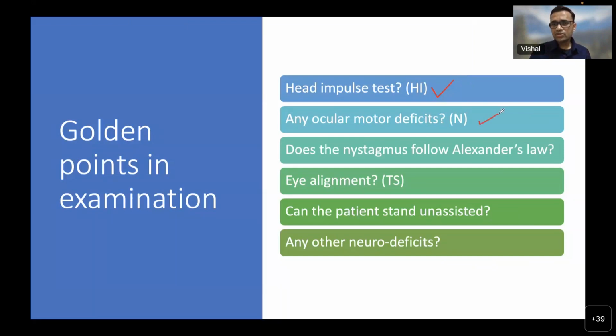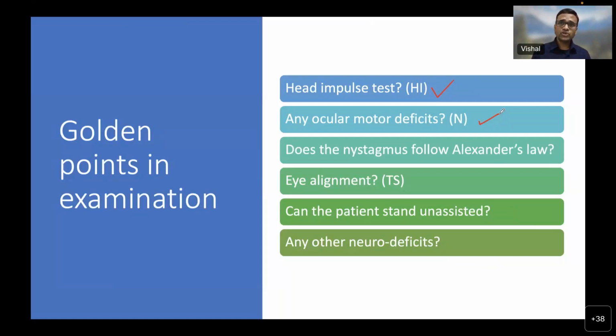Then coming to the ocular motor deficits, the most important thing to see is the nystagmus. What variety of nystagmus does the patient have? Again, there are caveats. For example, the classical gaze evoked nystagmus or direction changing nystagmus is: if you ask the patient to look to right, the patient has nystagmus beating to the right. If you ask the patient to look to the left, he has nystagmus beating to the left. Right beating on the right gaze, left beating on the left gaze. That is direction changing nystagmus.